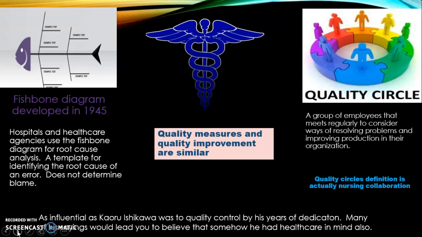Once again, the fishbone diagram was developed in 1945. Hospitals and healthcare agencies use a fishbone diagram for root cause analysis. It's a template to identify the root cause of an error, and does not determine blame. Quality measures and quality improvement are similar. Quality circle, a group of employees that meets regularly to consider ways of resolving problems and improving production in their organization. Quality circle's definition is actually nursing collaboration.